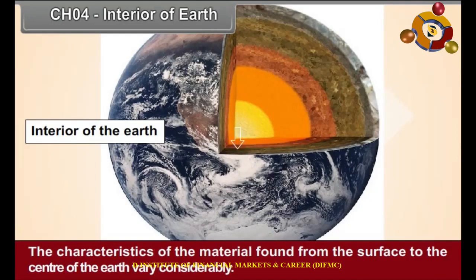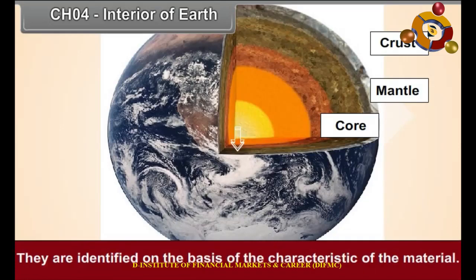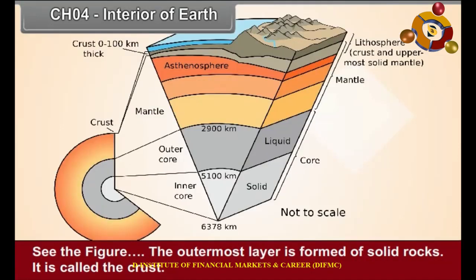The characteristics of the materials found from the surface to the center of the Earth vary considerably. The crust, the mantle, and the core are the three divisions of the interior of the Earth. They are identified on the basis of the characteristics of the materials. See Figure 4.1. The outermost layer is formed of solid rocks. It is called the crust.